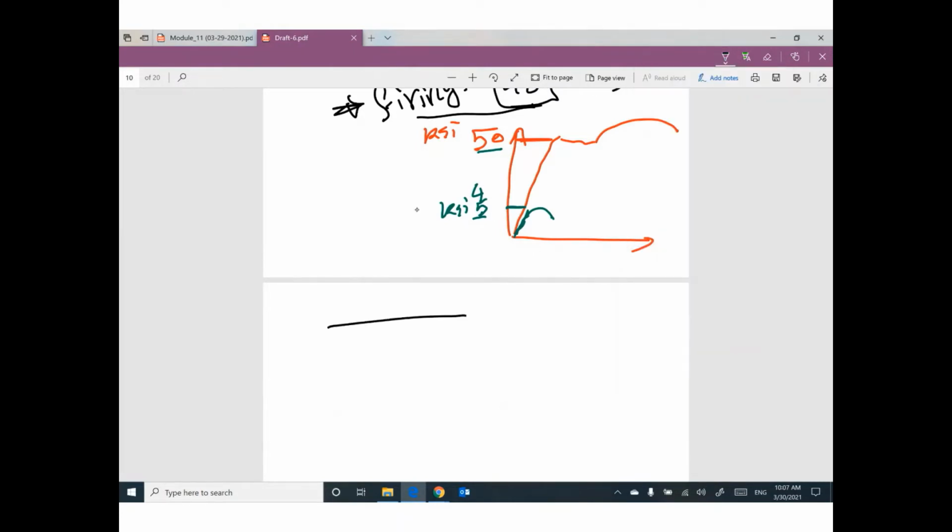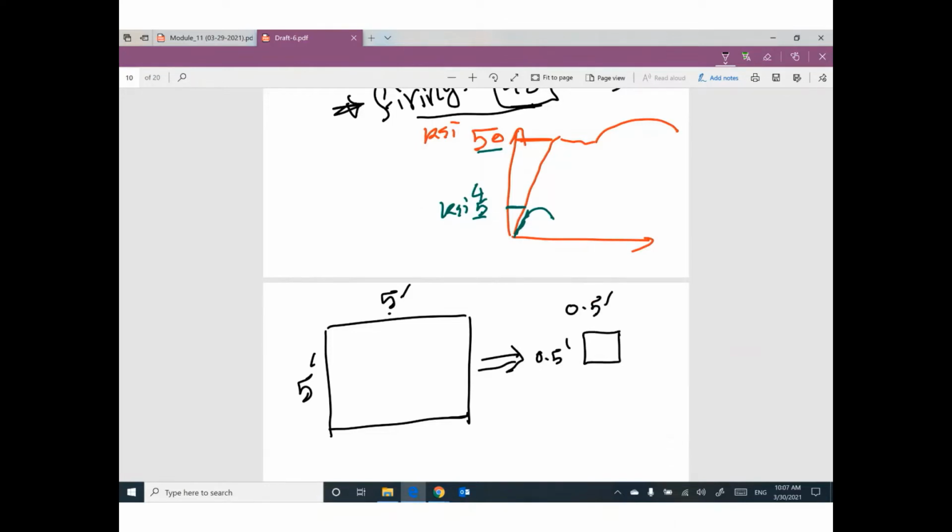So if you are using concrete only, probably we will use a 5 feet by 5 feet column. If you are using steel, I believe this 5 feet will be 0.5 feet by 0.5 feet steel column. As you see, this one is 10 times the compressive strength of concrete. So the dimension of the concrete alone, divide it by 10, you can get the equivalent dimension of steel.